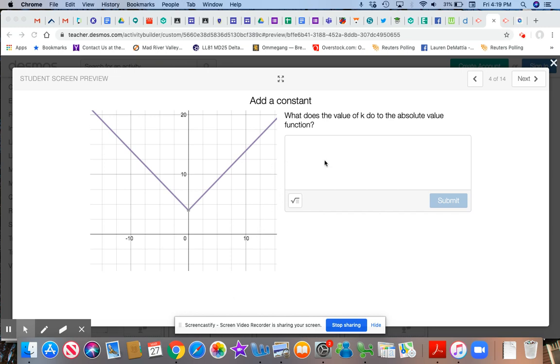Okay, so the last video I cut off because apparently we can only do these 5 minutes at a time, but we're going to start with the same screen. So I said that the value of k, right? K is the part of the equation that's outside the absolute value. So it's that plus or minus after the absolute value.